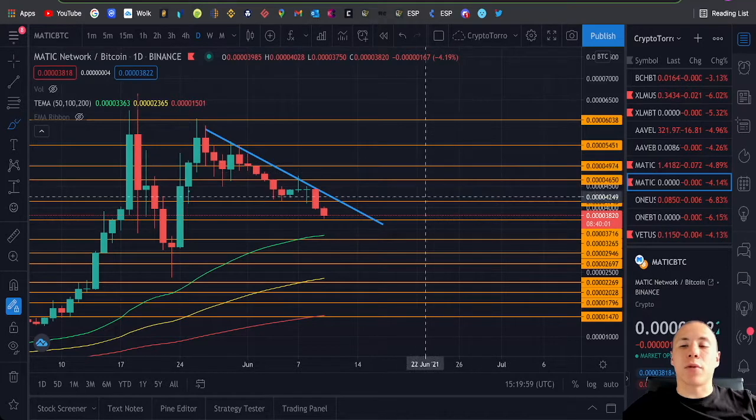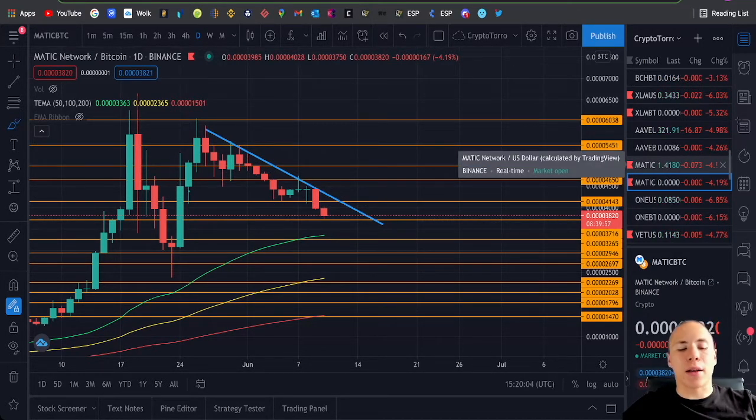And that is also why I would like to go to the Matic compared to the US dollar chart to take a look at what is currently going on the Matic compared to US dollar chart.